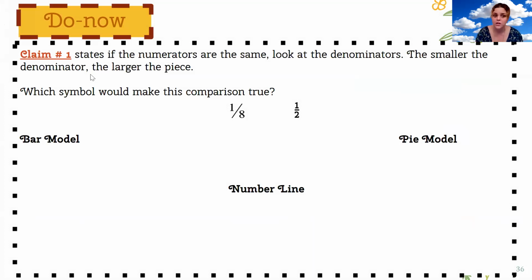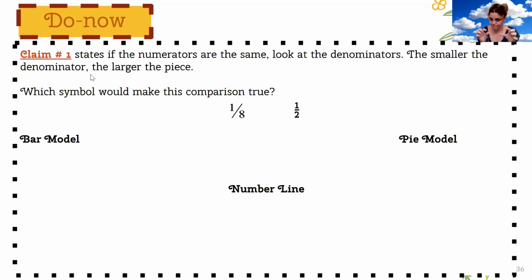So we're gonna continue by looking at our do now for today, which goes back to one of our claims that we've done together in class. Claim number 1 states, if the numerators are the same, look at the denominators. The smaller the denominator, the larger the piece. Which symbol would make this comparison true? If we're remembering our claim, I'm gonna ask you to take out your math notebook and I want you to write down everything you see on this page, starting with do now up at the top, write down that claim. You're writing down which symbol would make this comparison true.